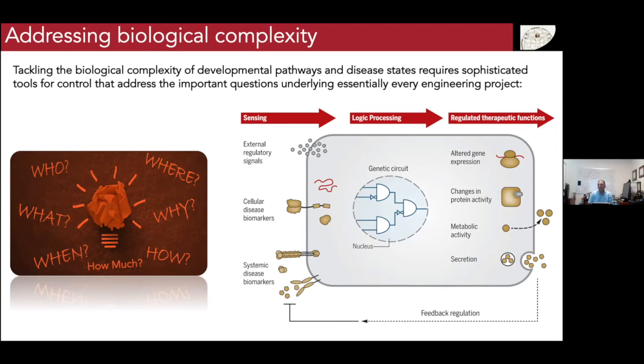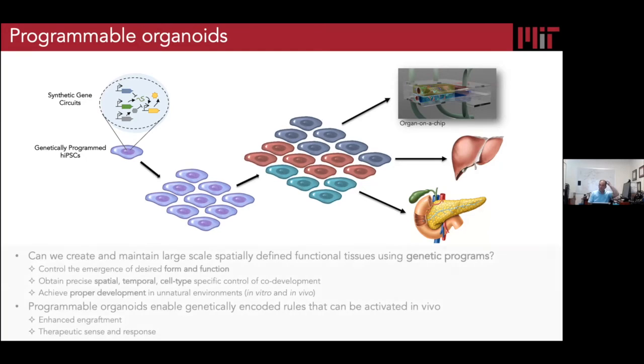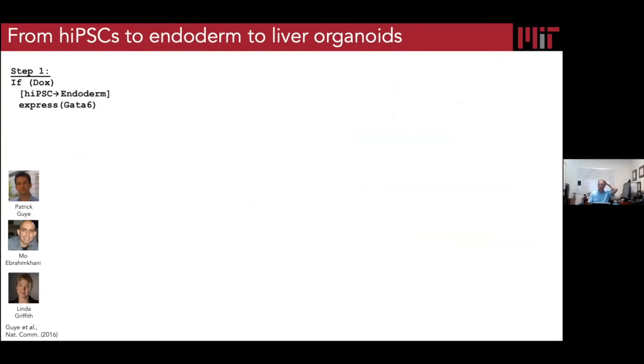But what I want to briefly talk about first is, can we use these sense and response mechanisms to control the development of organoids such as the pancreas? For example, can we start with induced pluripotent stem cells, program them to proliferate, create patterns, and then ultimately create a desired type of organ using synthetic biology?